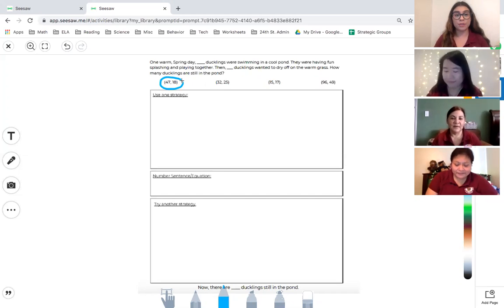And what we want to do is make sure that we plug in the numbers to each little dash so that we can read the problem with the numbers included. So we have 47 on the first dash and then 18 on the second. All right, so now, Ms. Rosales, would you mind reading the story problem for all of our friends at home?